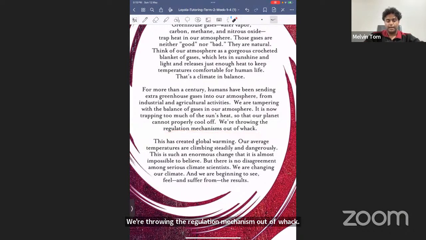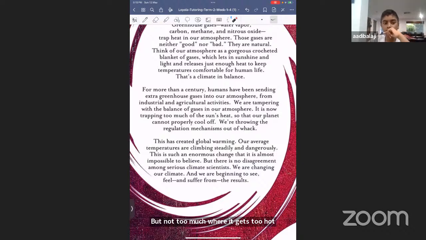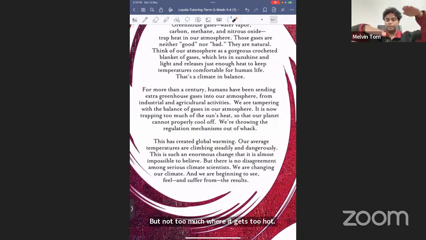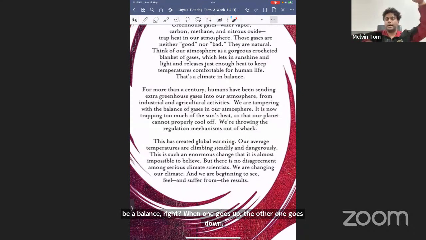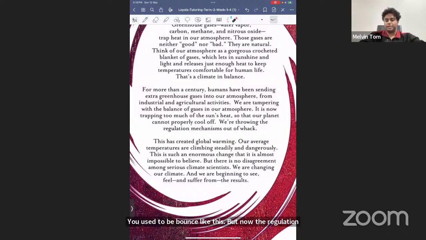So it's talking about how the Earth has a very good balancing structure of making sure we have enough greenhouse gases so that the Earth stays warm, but not too much where it gets too hot. And it used to be a balance, right? When one goes up, the other one goes down. It used to be balanced like this. But now the regulation mechanism is going out of whack and we're trapping too much heat. So mechanism in this case, it's talking about, I guess, the system in which the Earth keeps itself balanced. Do you guys understand?